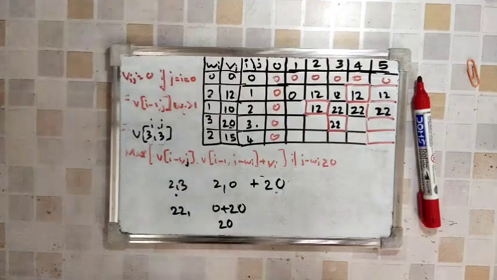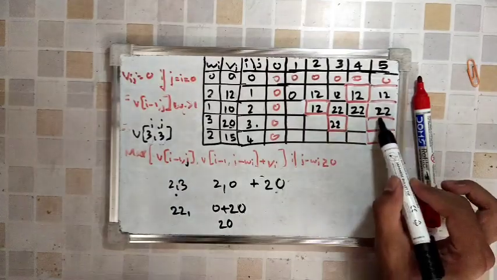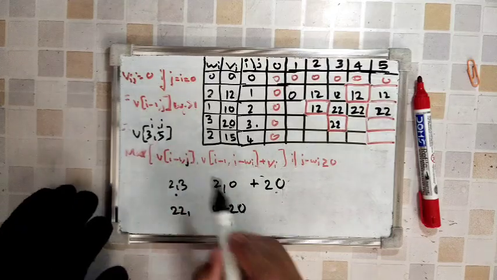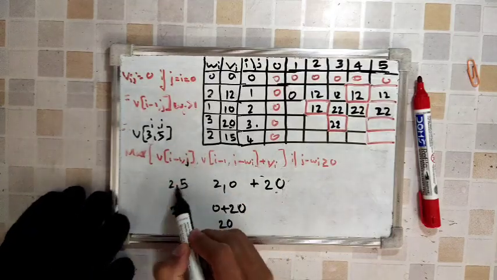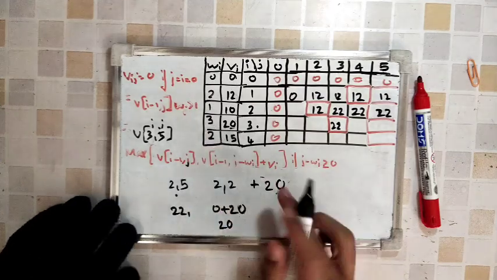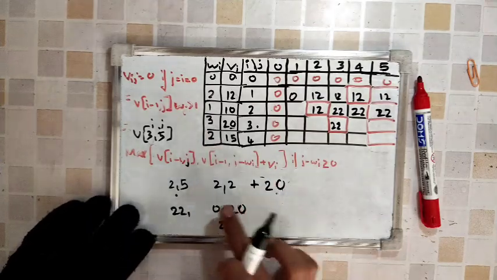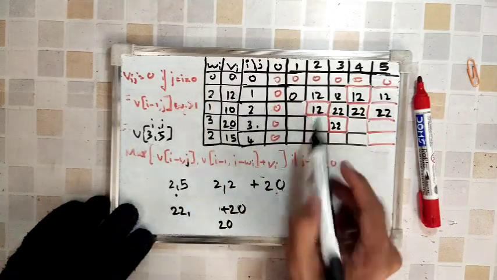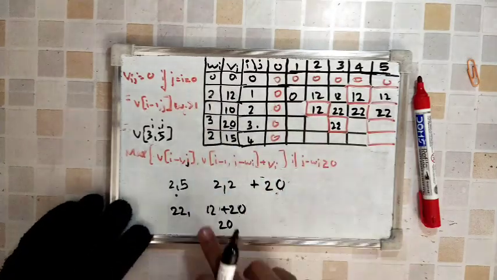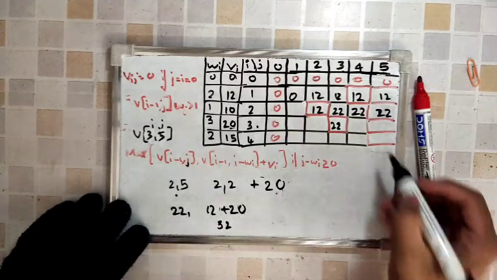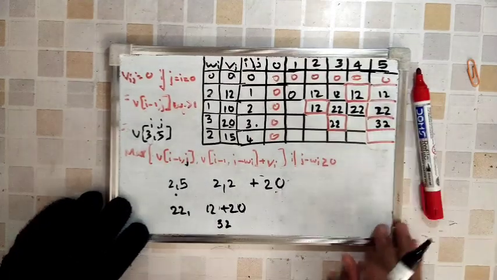Now what I will do, I have to find 3 comma 5, okay. To find 3 comma 5, here it will be 2 comma 5 itself, and here 5 minus 3, that is 2, plus 20, okay. So what's the value in 2 2? It's 12, 12 plus 20, that gives me 32, okay. So this will get updated to 32.